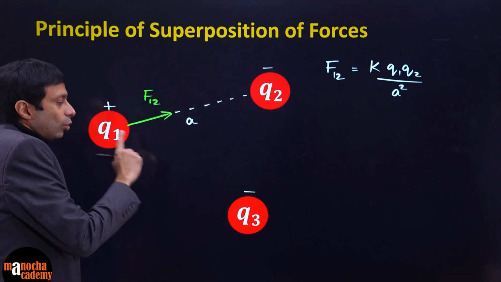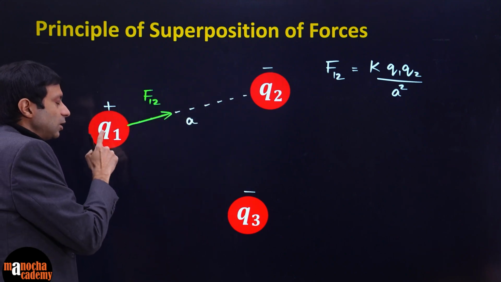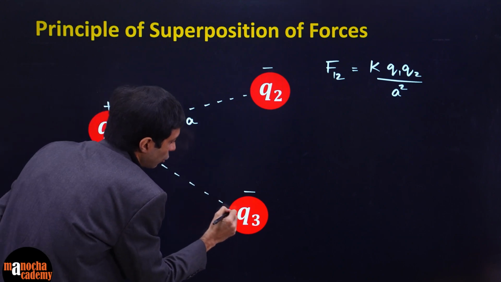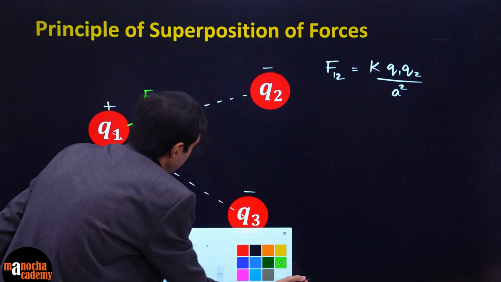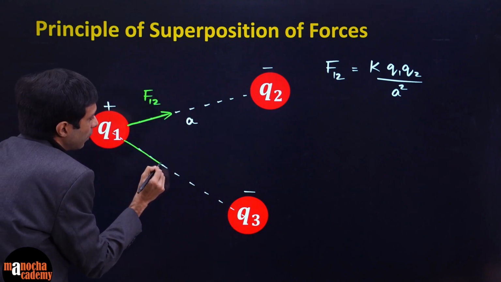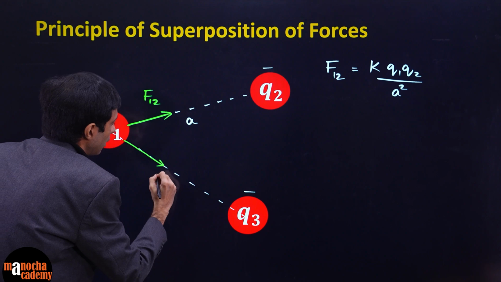Now let's say you want to know the force between these two charges. So this is positive, this is negative. Again, the direction of the force will be along the line joining the center of the two charges. It is an attractive force because you have positive, negative. So the force is going to be in this direction, F13.